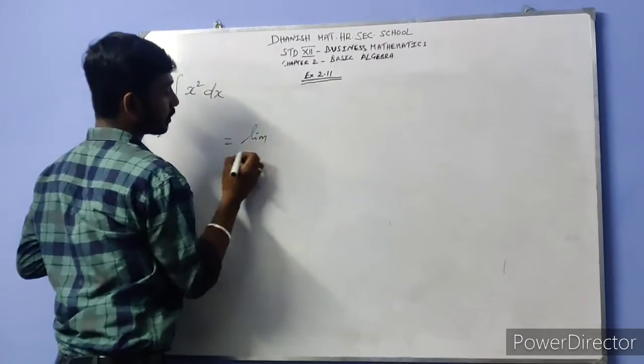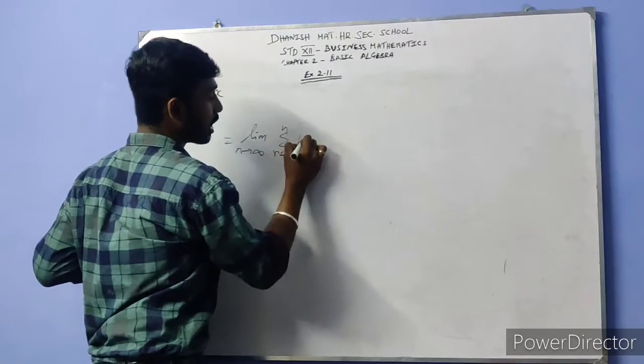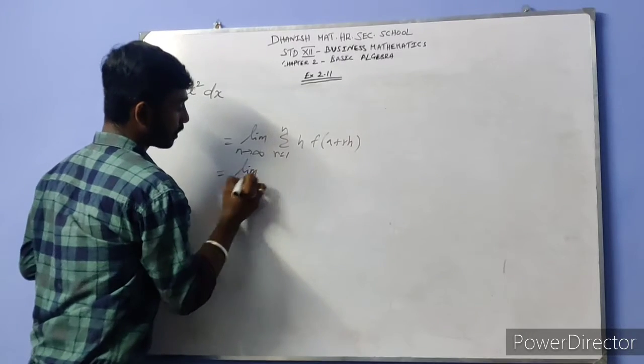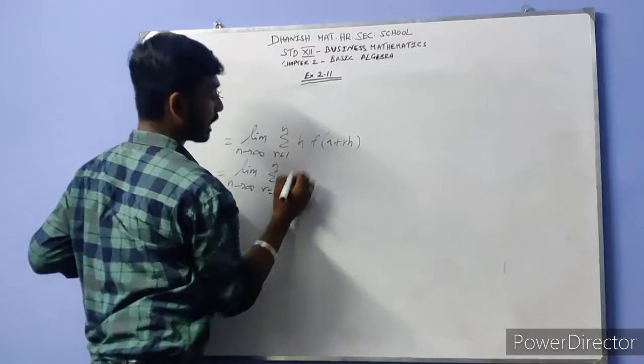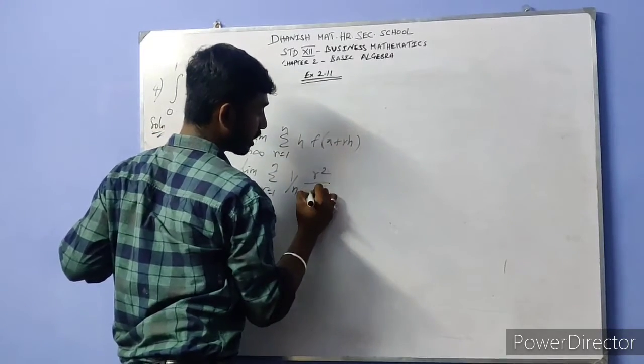Limit n tends to infinity, summation r equal to 1 to n, h into f of a plus rh. What is the h value? That is 1 by n. And f of a plus rh will be r square divided by n square.